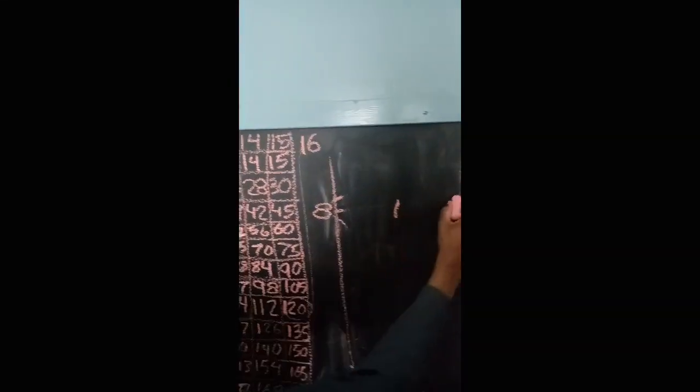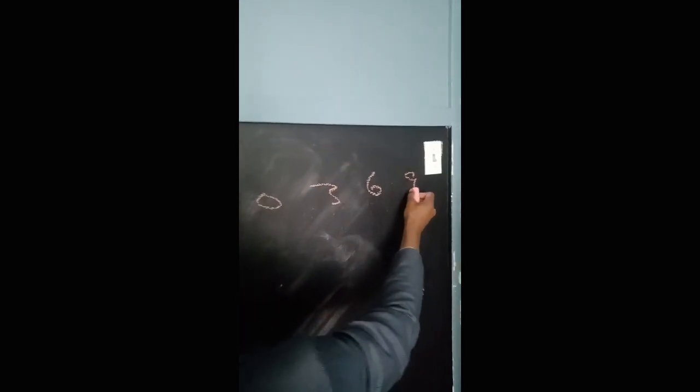The next one should be a 4. The next one should be a 7. The next one should be a 0. The next one should be a 3. The next one should be a 6. The next one should be a 9. The next one should be a 2. Let's prove this. Are you ready?